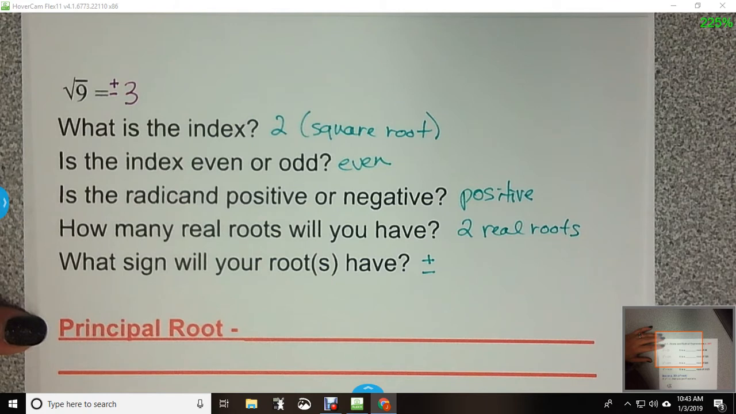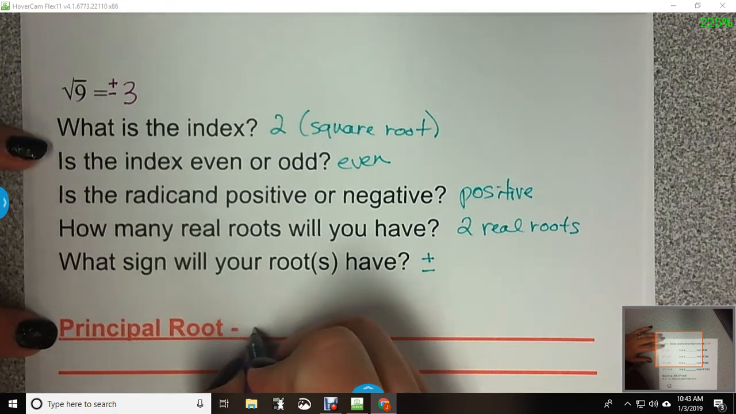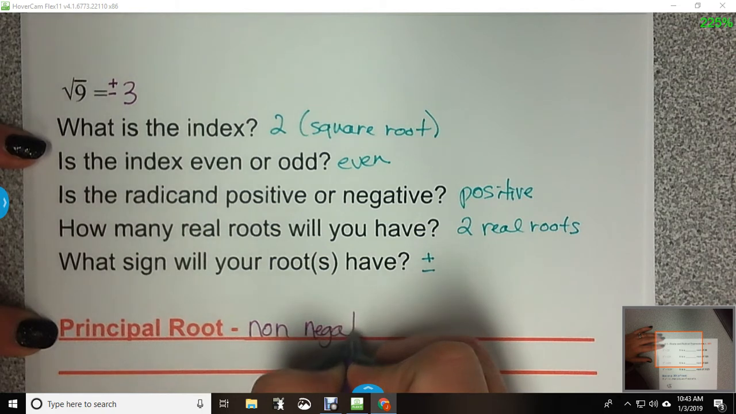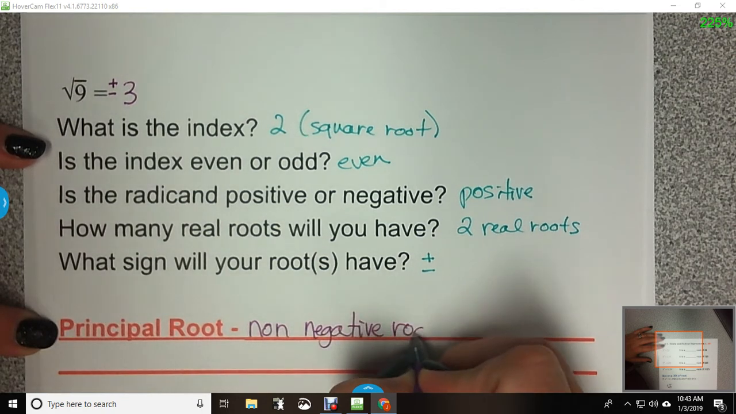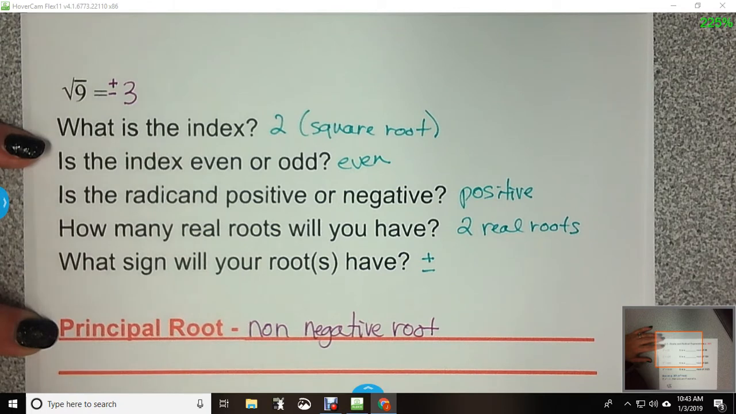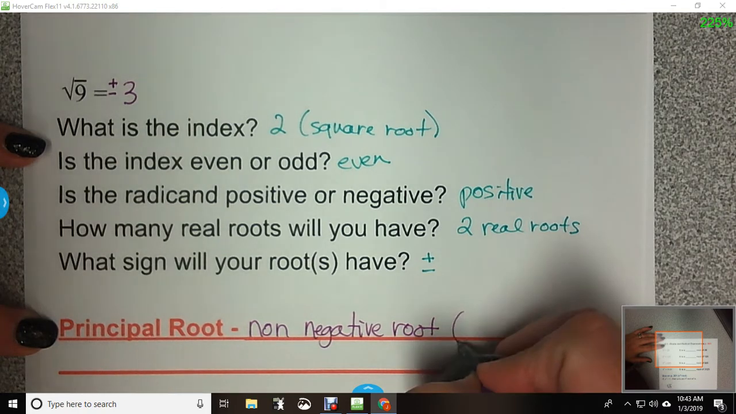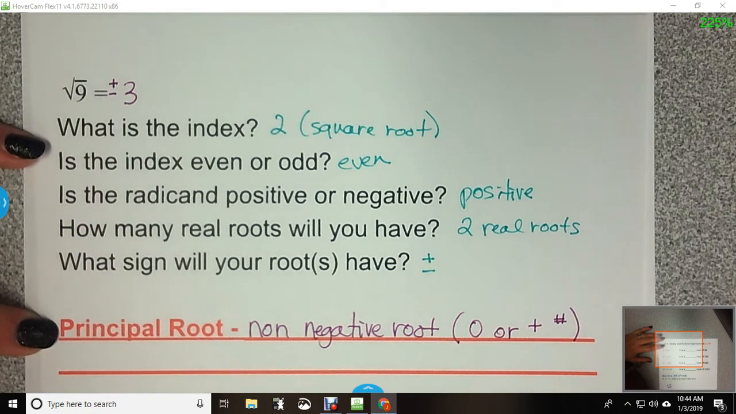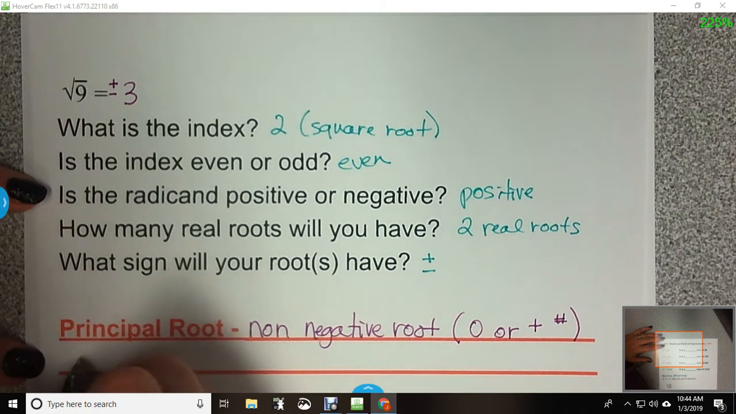Okay, I'm going to give you a definition for the principal root, and then we're going to make it real simple. Okay, principal root is technically the non-negative root. Okay, and non-negative means it can't be negative. It could be positive or it could be neutral. So technically, your principal root would be 0 or a positive number. Okay? And to make it even simpler than that, the principal root is what the calculator gives you.